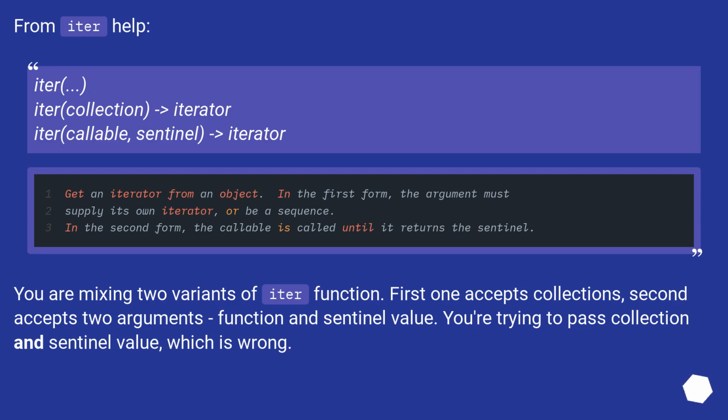From iter help: iter(collection) -> iterator, iter(callable, sentinel) -> iterator. You are mixing two variants of iter function. First one accepts collections, second accepts two arguments, function and sentinel value. You're trying to pass collection and sentinel value, which is wrong.